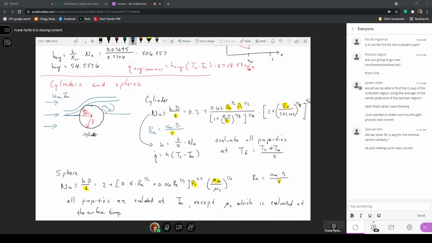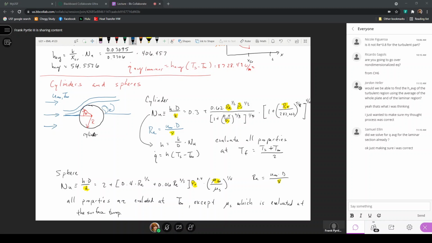When working with the correlations that you're already exposed to in chapter 7 and that you'll see in chapter 8, it's important that you identify what type of flow it is. Is it external flow over a plate? Is it external flow over a cylinder or a sphere or some other shape? Once you determine that, what is the Reynolds number? The Reynolds number will guide me to the appropriate correlation.